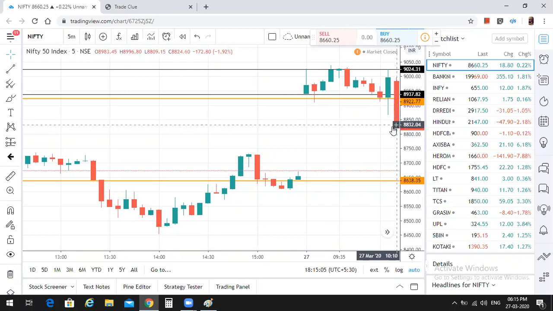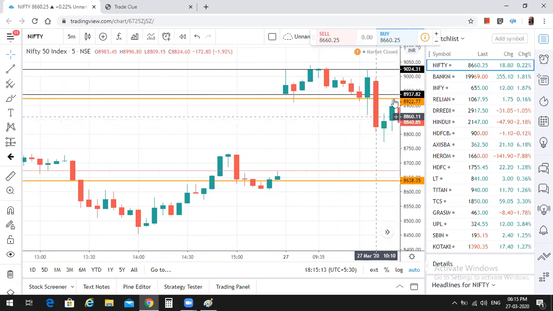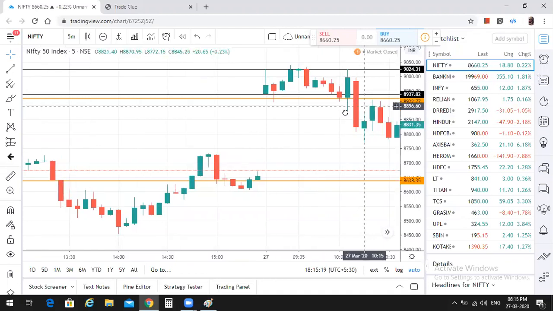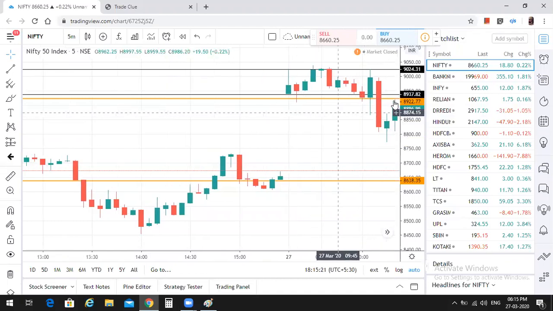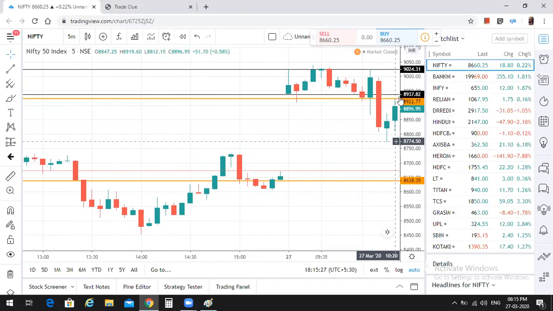You need to understand in the ORB, don't just go out and chase. Let it come back and retrace. If you were supposed to sell after this range, you have got the chance now. But after seeing two green candles, people do not want to sell. They will say, no, I'll wait for another big red candle and then only I'll enter. By the time, you are late.